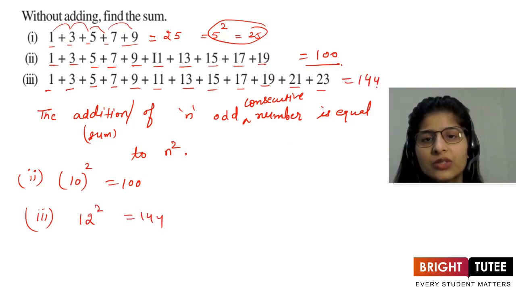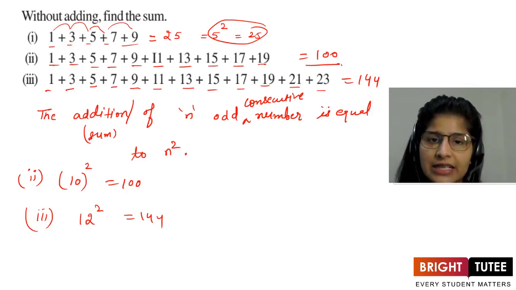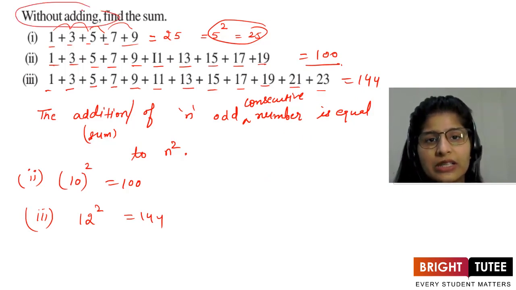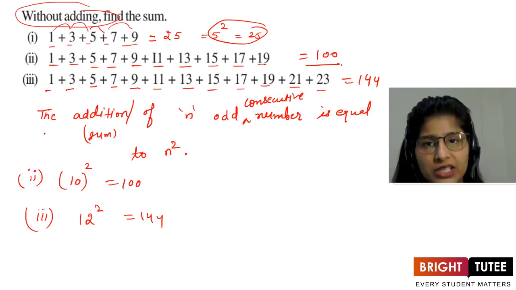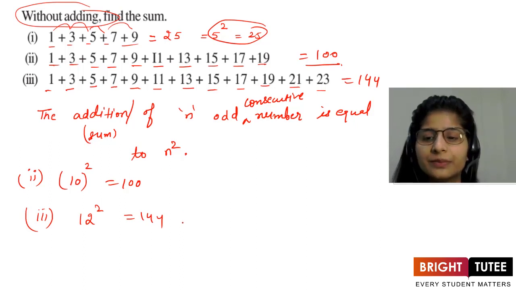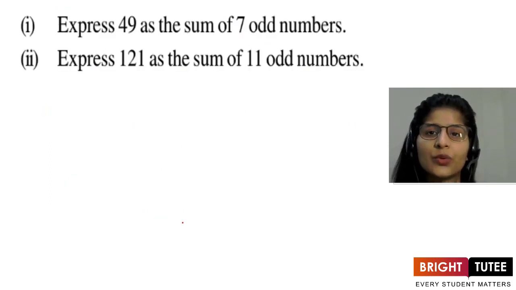So when you add all the terms, you get 144. Without adding, directly using the property, we are getting the sum. It was mentioned already in the question that we don't have to use addition, right? We just have used the property of square and we have reached the answer. Clear? Here is another question.